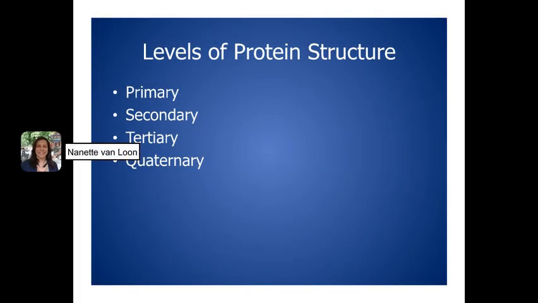We can distinguish 4 levels of protein structure: primary, secondary, tertiary, and quaternary. We're going to take a look at each of them in the slides coming up.